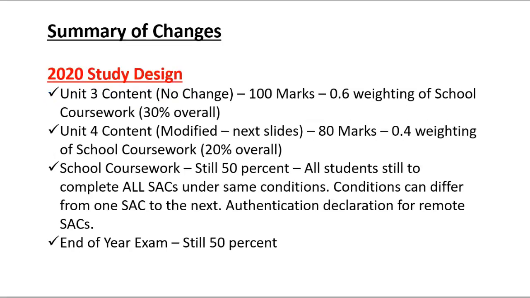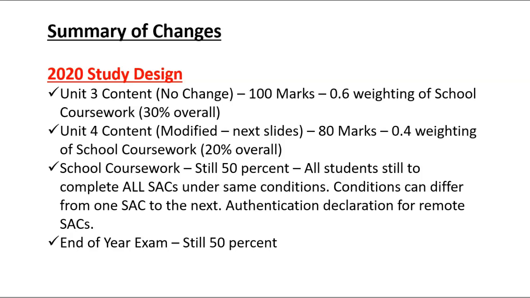So let's now get into the changes, have a look at how things have been affected. So the 2020 study design, we have Unit 3 content. There has been no change to that whatsoever. So 100 marks, but now it has a 0.6 weighting of school coursework, so 30% overall. Unit 4 content has been modified, and you will see on the next slides what's happened there. It now has become 80 marks and has a 0.4 weighting of school coursework, so 20% overall. So there's been a higher weighting towards Business Management Unit 3 and a lower weighting to Unit 4.